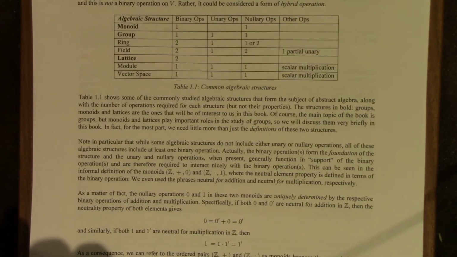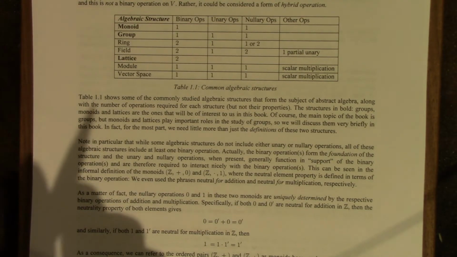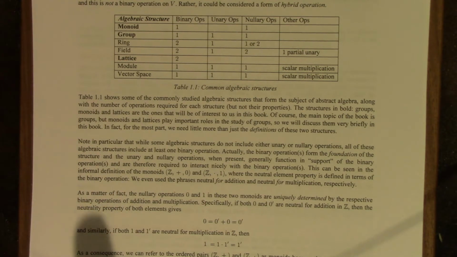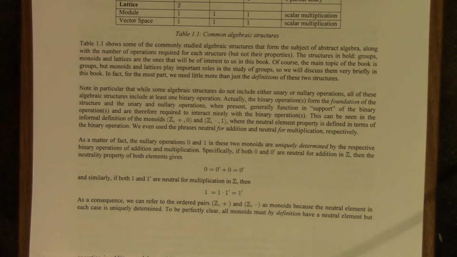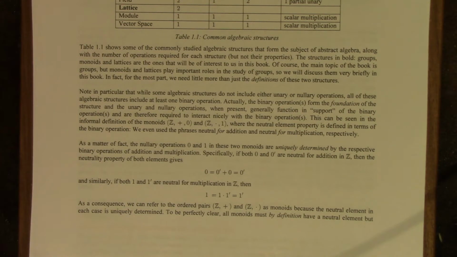Now, if you look at this table, you will see that some algebraic structures do not include either unary or nullary operations. Most do, but some do not. But every one of them includes at least one binary operation. Actually, the binary operations form the foundation of the algebraic structure. And the unary and nullary operations, when they are present, generally function in support of the binary operation. And you'll see that in a minute. So these other operations, the unary and nullary operations, are required to interact nicely with the binary operation.